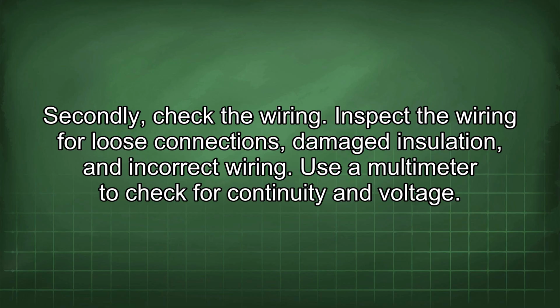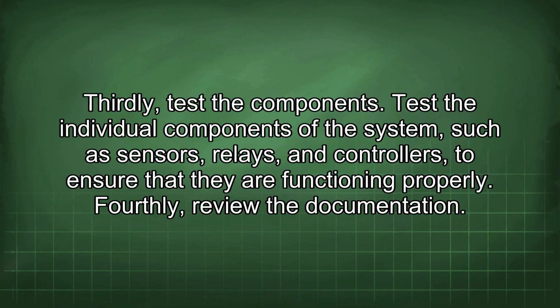Secondly, check the wiring. Inspect the wiring for loose connections, damaged insulation, and incorrect wiring. Use a multimeter to check for continuity and voltage. Thirdly, test the components. Test the individual components of the system, such as sensors, relays, and controllers, to ensure that they are functioning properly. Fourthly, review the documentation.